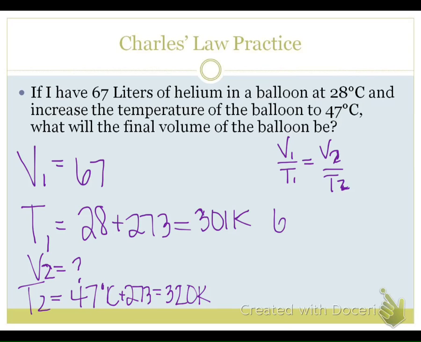Okay, so we're going to take 67 liters over 301 equals V2 over 320. Okay, so how can we solve for this V2? Cross multiply and divide. Okay, so cross multiply and divide. And that should give us a volume for V2.